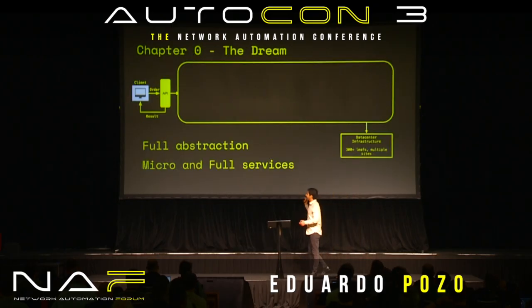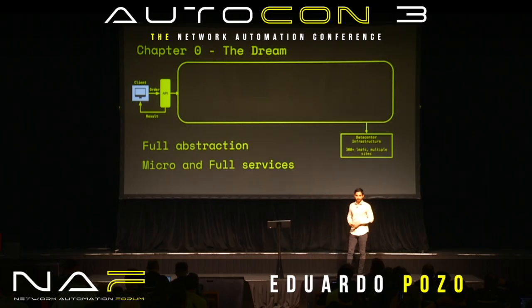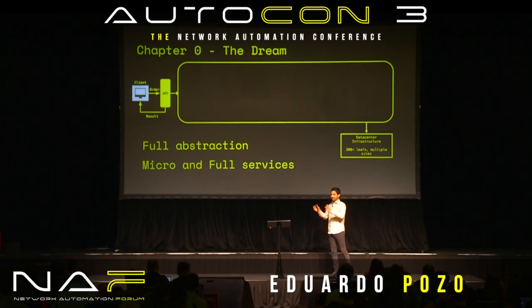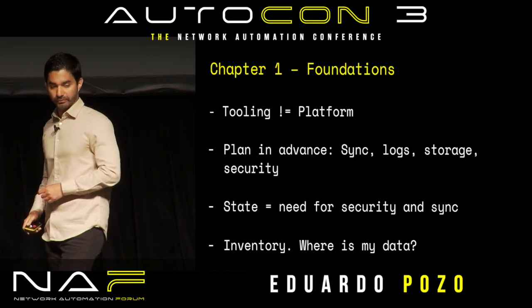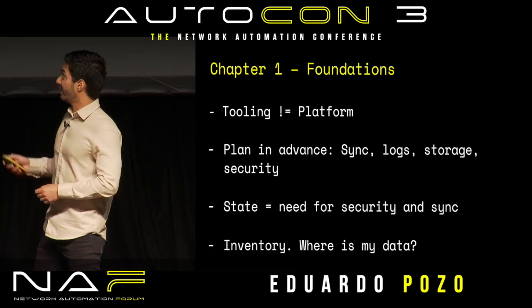So again, this is our dream. Our dream for everyone in this room, I think, is to create this black box. The client doesn't care. They just want to send a request, an API call, somewhere, and then it's pushed into the network devices or to the whole network. It might be something as simple as one VLAN, or it might be a full service, like creating a new location, a new data center. And we are going to try to create this black box. Let's set our foundations.